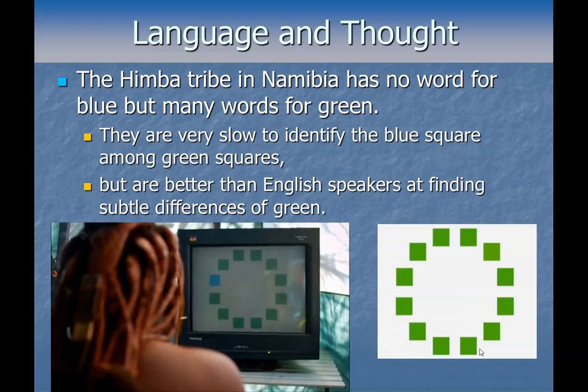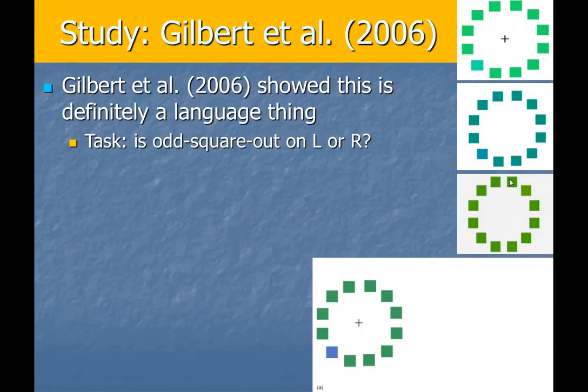So this one on the right might take a little longer. This one on the right for English speakers might be a little harder, but actually it's in the upper right here. This green is a slightly different shade than all of these others, which are identical shades. So that's the kind of task that they did. You can see how they set it up on a monitor here to test people.